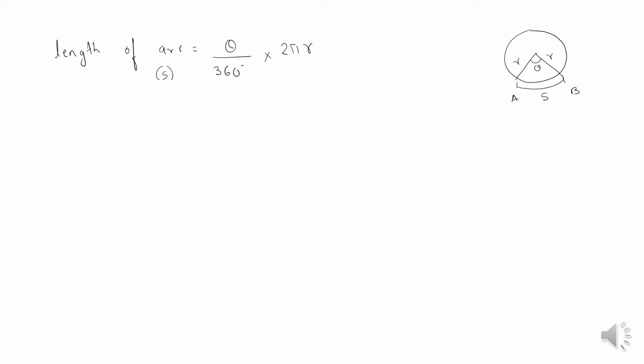When I talk about radian notation, your length of arc becomes S is equal to r theta. The new formula, S is equal to r theta, where theta must always be in radian. If you are using this formula, theta should be in radian. If you are using the earlier formula, theta must be in degree.